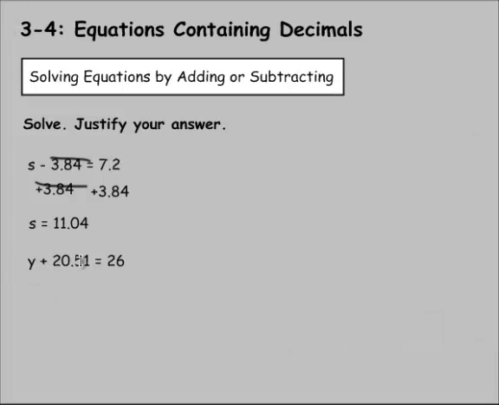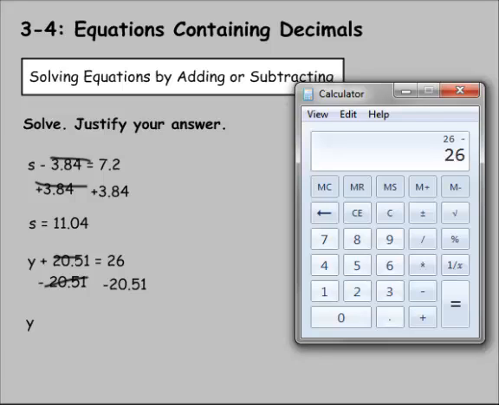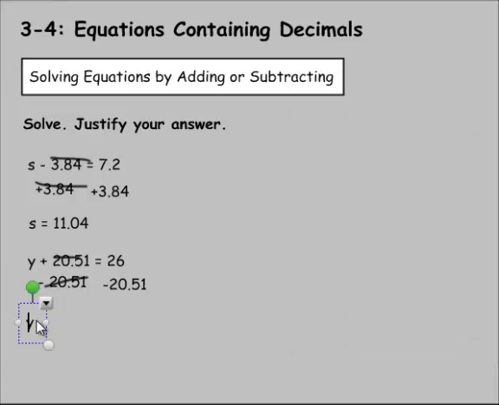y plus 20.51 equals 26. So we would add the opposite or subtract. So minus 20.51. Do that to both sides. So we'd be left with y on this side because these would cancel each other out. And then we'd have 26 minus 20.51. That would leave us with 5.49. So we'll write that in for our answer.